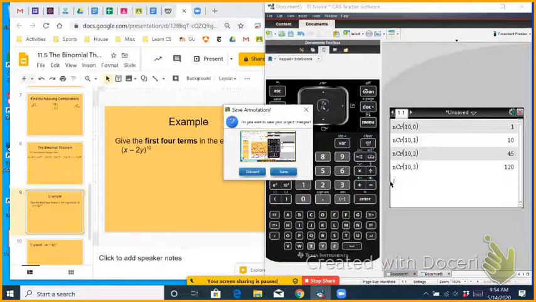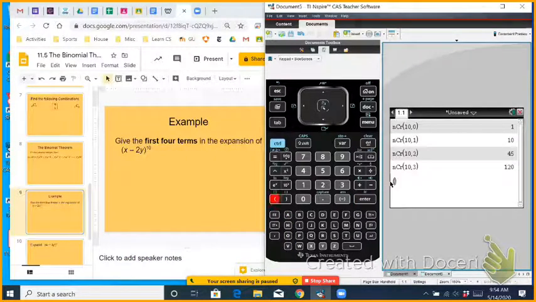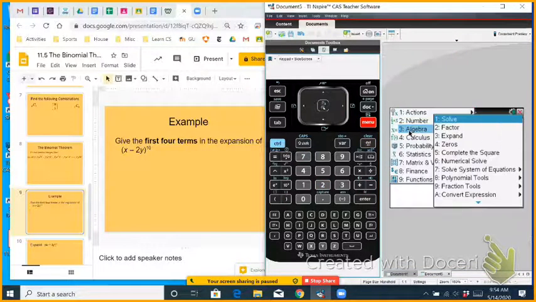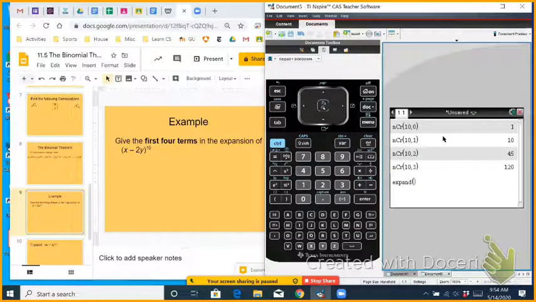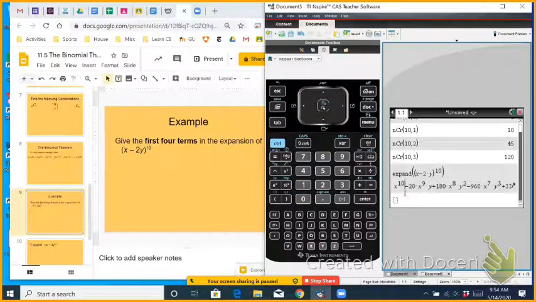Alright, everything I just showed you, you definitely should know how to do. But if you have a CAS, you can have the CAS expand it out by doing menu, algebra, expand, and then typing in the binomial as it looks, and we can check our work this way.